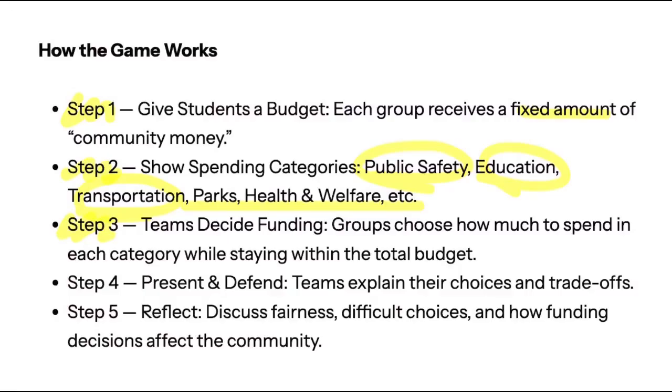Now for step 3, teams should decide funding. Groups should choose how much to spend in each category while staying within the total budget. This is essentially the most important part. For step 4, students can present and defend by explaining their choices and trade-offs. And lastly, step 5, reflect. Discuss the fairness, difficult choices, how funding decisions affect their community, and what they learned from this experience.